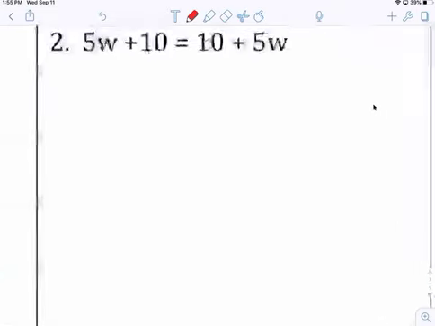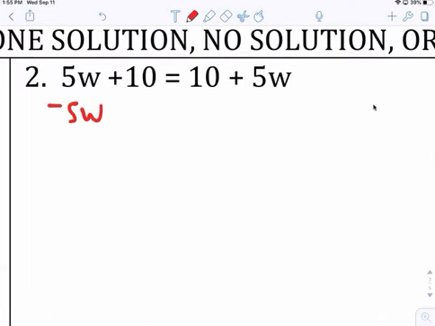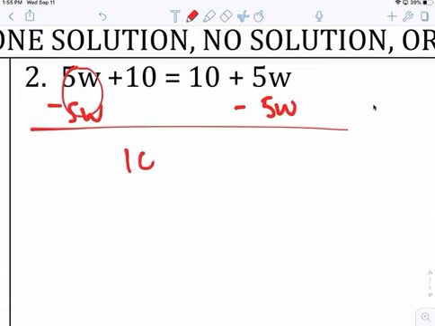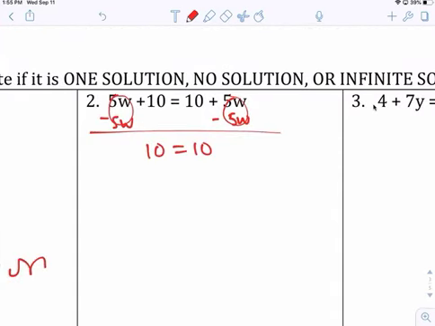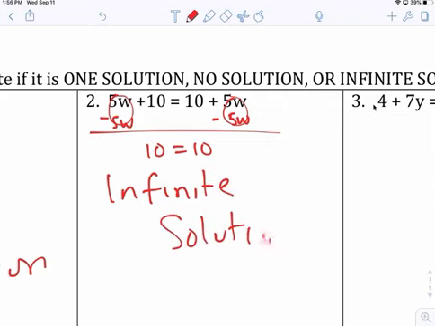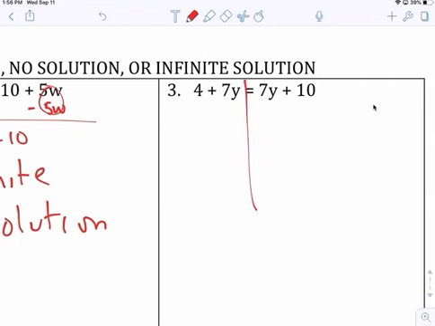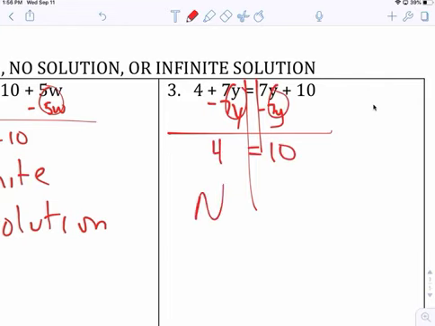Right here. Minus 5w, minus 5w. 0 plus 10 is 10. 0 plus 10 is 10 also. This is infinite solution. Easy, right, guys? This one here, minus 7y, minus 7y, 4 and 10. No solution. Easy.